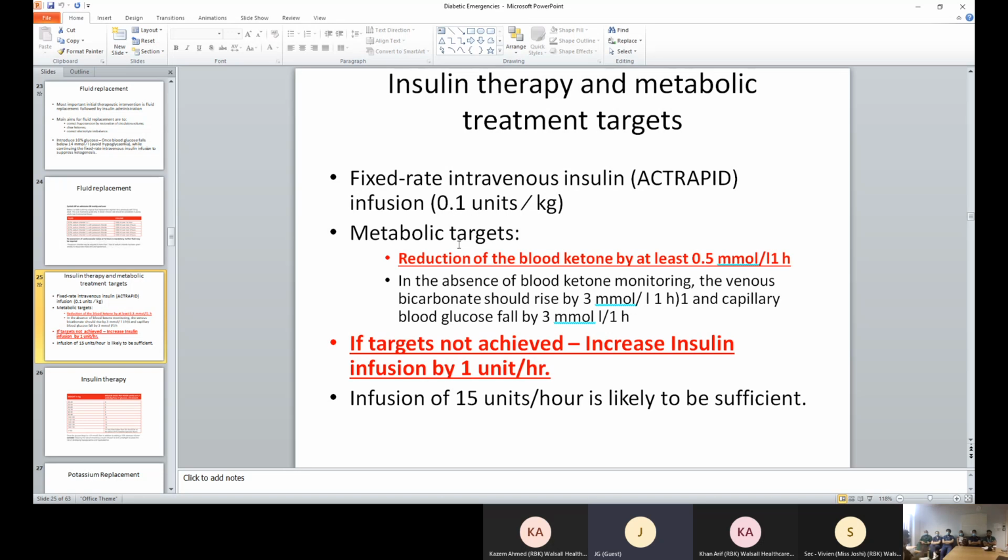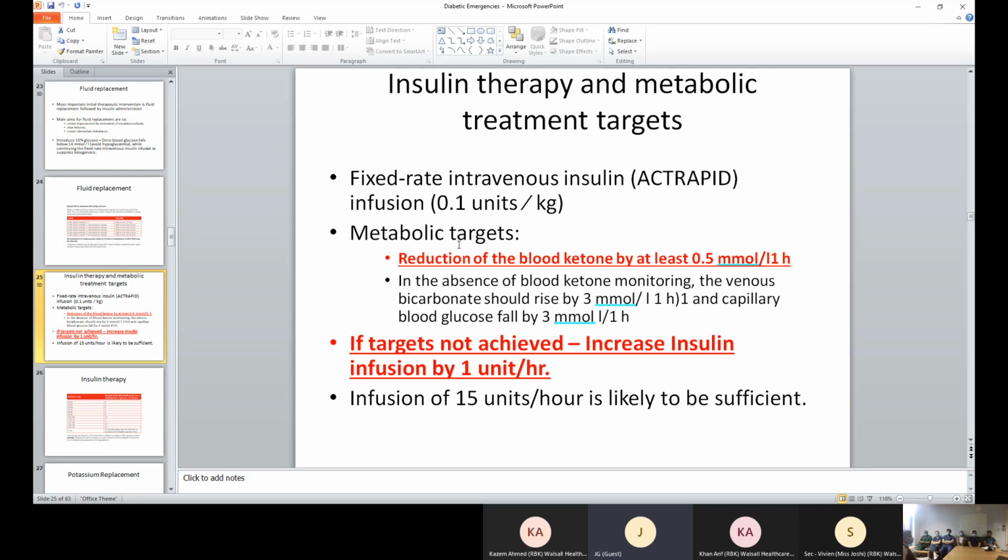If you don't have a provision to measure the ketones, then you go to the next point: improvement in the blood sugar by 3 or improvement in the bicarbonate by 3. But I want ketones. In the audit, we also found that only 25% of them had ketone measurement as per the guideline, so a significant 70% are not having it. So the ketone should be dropping by 0.5 millimole per hour.